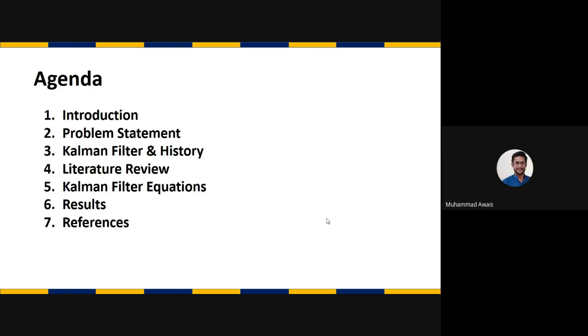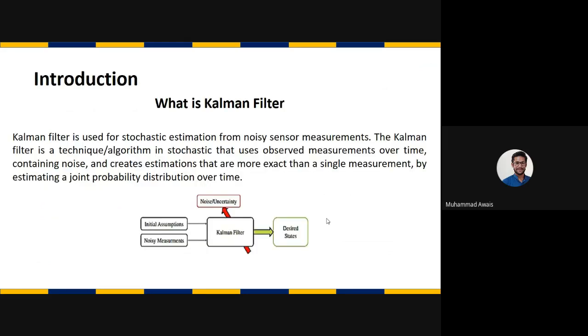Next, it is today's agenda: introduction, problem statement, Kalman filter and history, literature review, Kalman filter equations, and results, references.